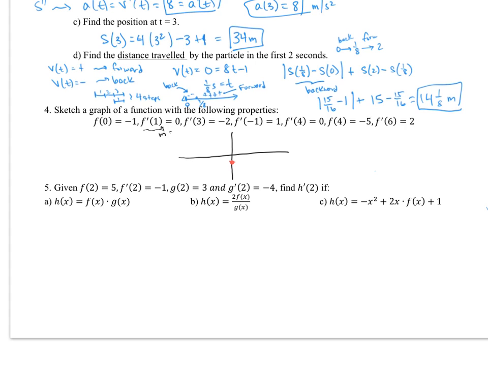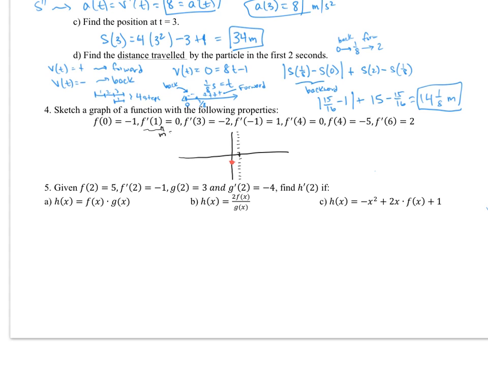Then I'm told that f prime of 1 is 0. Okay, so that means the derivative at 1 is 0. So that means I have a horizontal tangent at 1. So right here, I'm going to just put these little horizontal tangents as my guide. So I know that at 1, this is the slope. I don't know where it goes through right here.